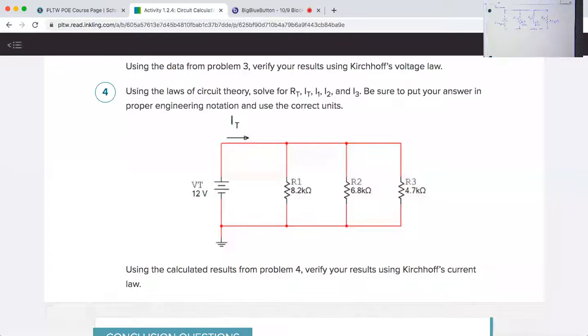And so I am recording right now. This is Mr. Bing. It is Friday, October 9th at 1:45 p.m. Liberty High School, room 409, Principles of Engineering in the Project Lead the Way Engineering program. And we are looking at the assignment, which is 1.2.4, the circuit calculations.